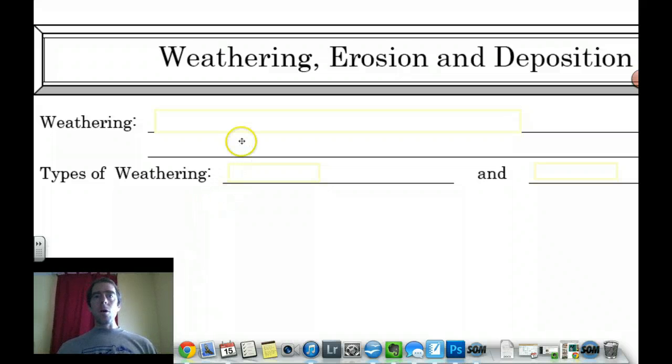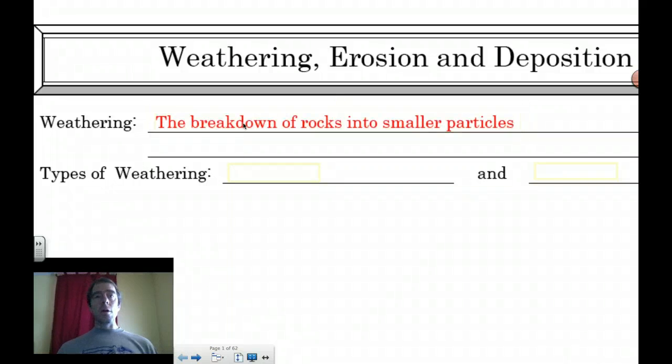So weathering is just the process where rocks are broken into smaller pieces. So we have everything from mountains to little pebbles getting broken down. That is weathering, and we have two different kinds. There's physical weathering and chemical weathering. So both of these processes happen in everyday life.